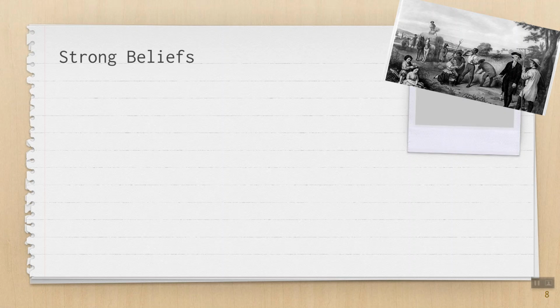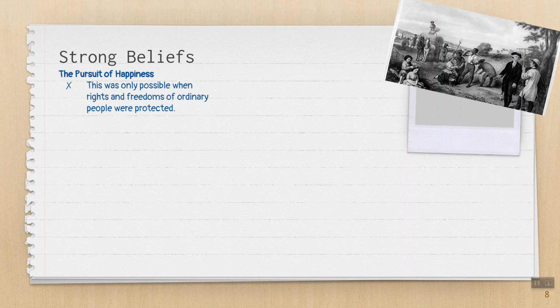Thomas Jefferson had a lot of strong beliefs. First of all, the pursuit of happiness. This is something that he put in the Declaration of Independence. Pursuit of happiness means that you're searching and you're going towards what's making you happy and what you believe in. He believed that this was only possible when the rights and freedoms of ordinary people were protected.